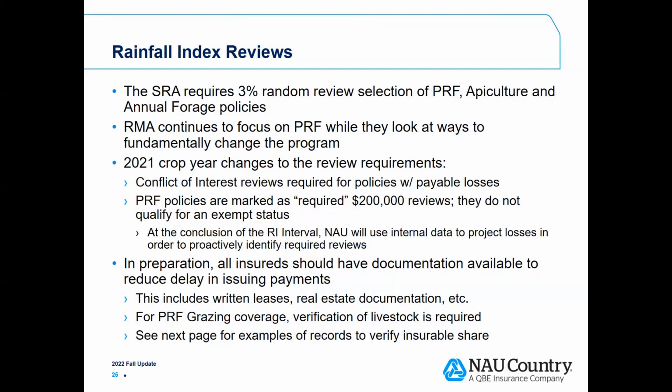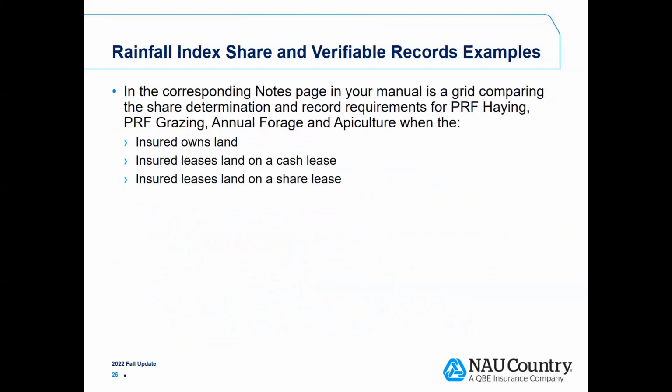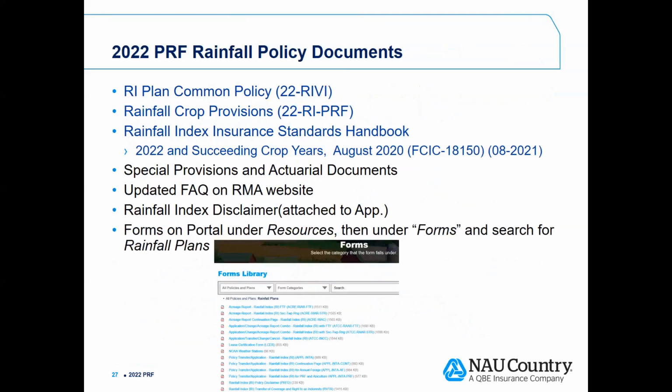So a lot of things we're telling you up front, things to be talking to these insureds about, new ones and old ones alike. It looks like we're going to spend the spring doing this. So it's an announcement just to be aware of. You need verifiable records: a lease, or if you own the ground, deeds, tax documents, whatever it may be. These are the documents that you will need.